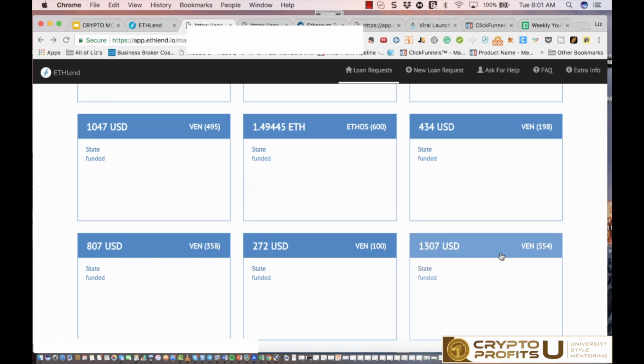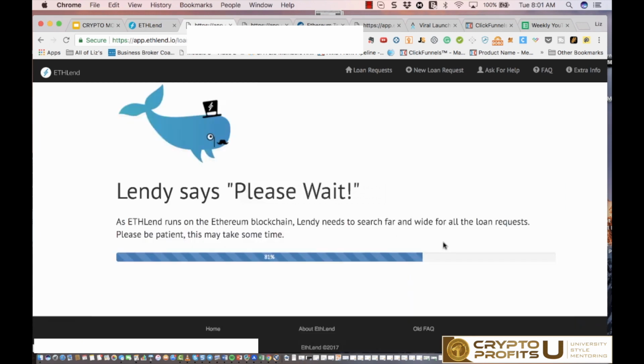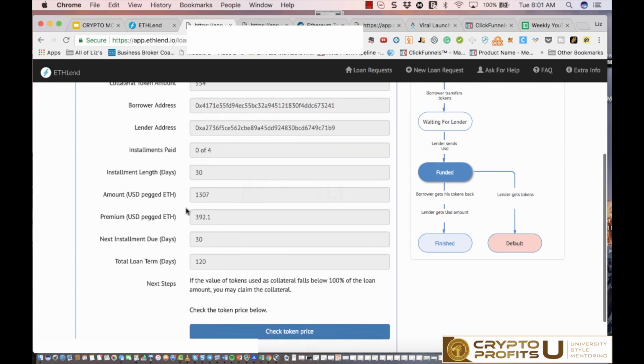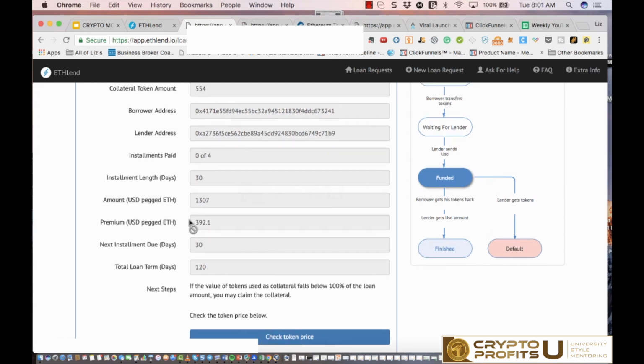And so let's take a look at that one. Whereas this one was 500 for 1,047. So let's take a look at this one and see what the 120 days looks like. 400 out of 1,307. So let's see what that comes out to.